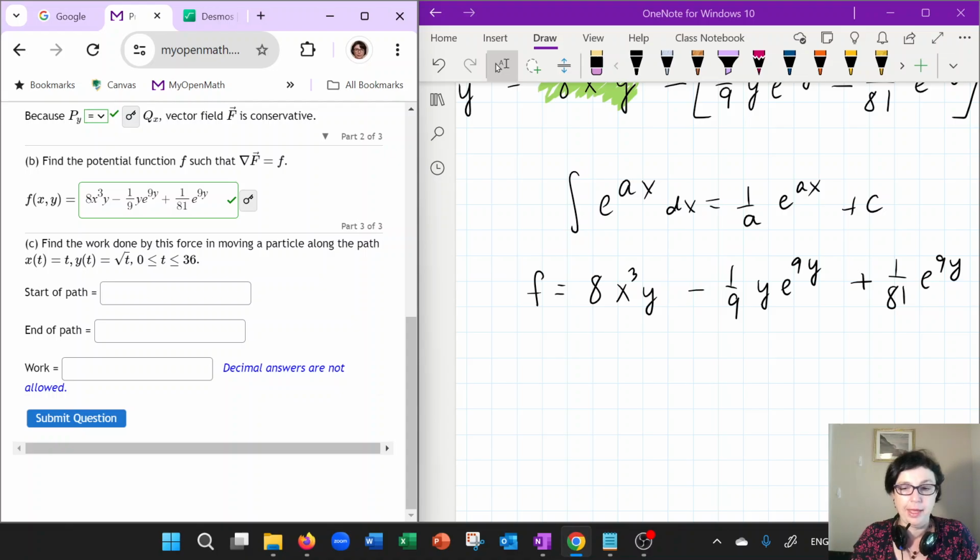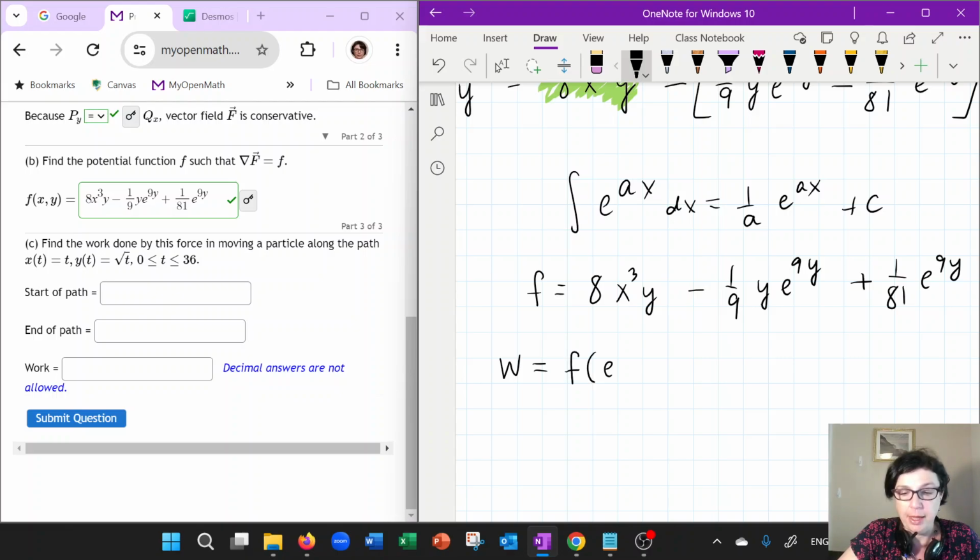Now, the next part is to find work. Okay, how do we find work? Generally speaking, it's a long process. Finding work, you have to integrate. But if your force is conservative and if you can actually find the potential of this force, this is going to be pretty straightforward. All you do to find work is plug in the end of the path of your curve into the potential and then subtract the start of the path.